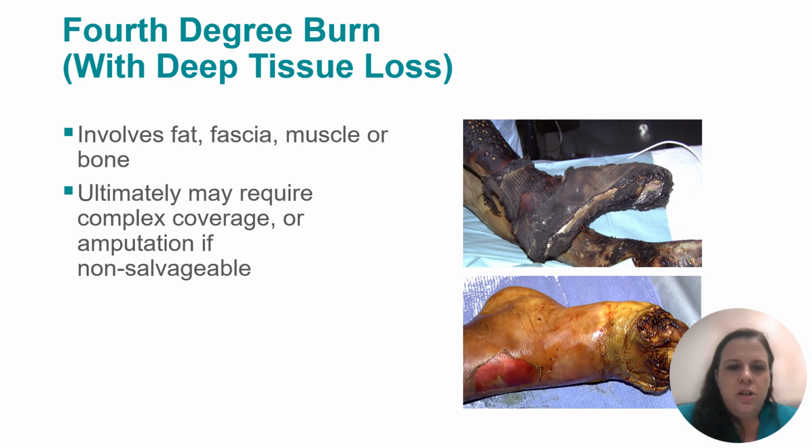We don't usually use the term fourth degree burns. It's more so just the deep tissue loss. That means the injury involves the fat, the fascia, the muscle, the bone, the tendons. These are often very complex, and they require either multiple surgeries or amputations, a couple of trips back and forth to the ER or the OR to get those cleaned up.